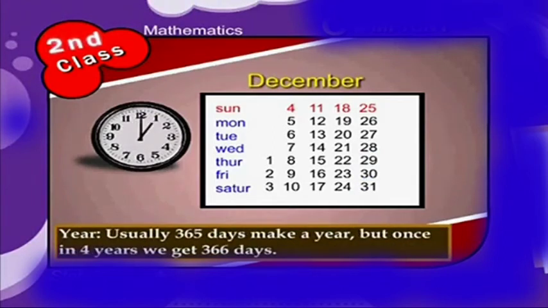Year. Usually 365 days make a year, but once in 4 years we get 366 days.